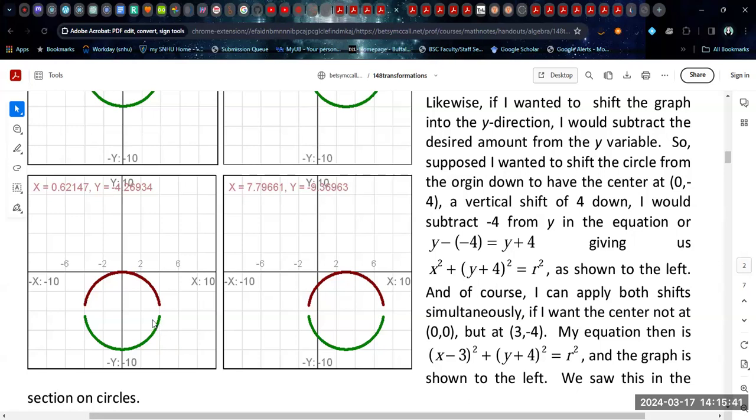And then I can apply both shifts simultaneously. If I want to move the center to 3, negative 4, I would shift the x coordinate by subtracting 3, and I would shift the y coordinate by subtracting negative 4. And then that's going to get me that horizontal and vertical shift at the same time.